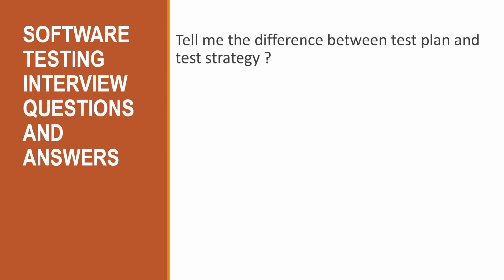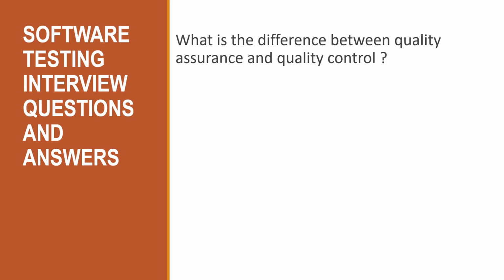Okay, now coming to the next question, what is the difference between quality assurance and quality control? So quality assurance is process oriented, meaning the daily activities you are doing in your testing.